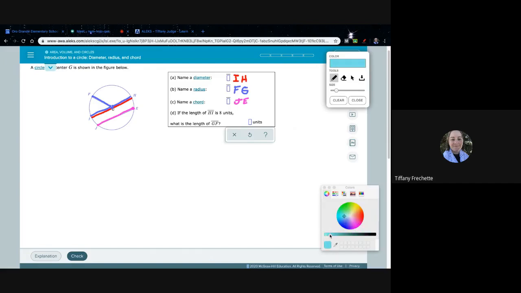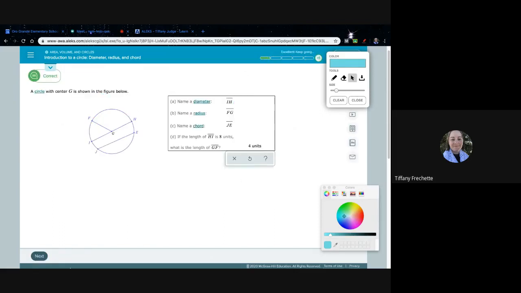Now they're giving me some information. If the length of HI is 8, so the whole red line here is 8, what is the length of GF? If the whole thing is 8, and each radius is the same, we go 8 divided by 2, which gives us 4. So every radius is 4, so GF would be 4 units. Now we just type all this in: IH, FG, BE, and 4. Check.